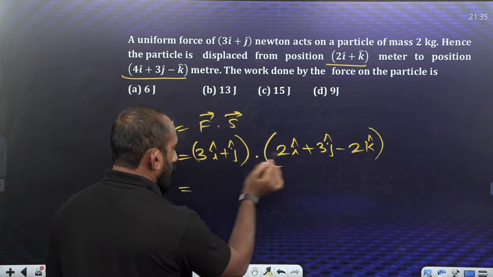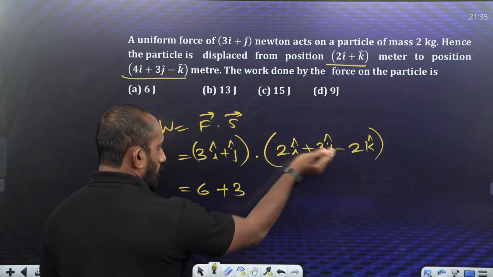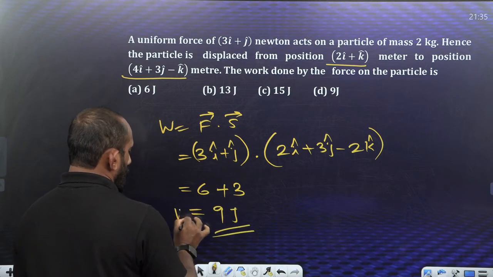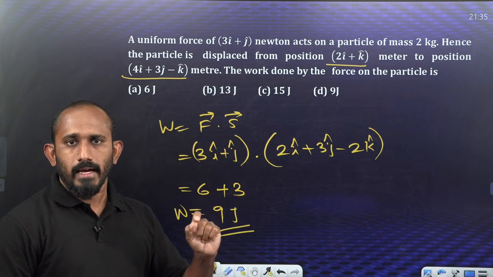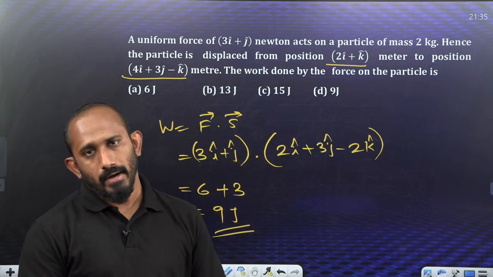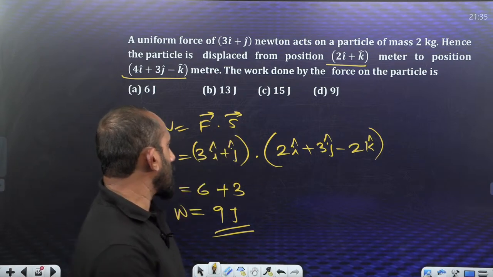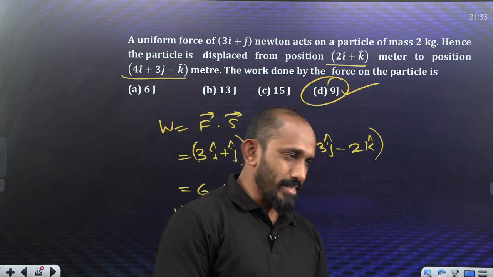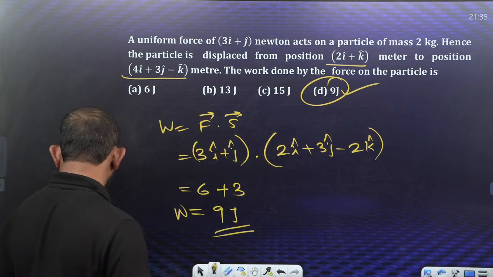So take the dot product with the displacement: 3 into 2, that is 6, plus 1 into 3, that is 3, then 0 into negative 2k, that's 0. 6 plus 3, that's 9 joule. So work done is 9 joule. Dot product is A1 B1 plus A2 B2 plus A3 B3. Corresponding coefficients you have to multiply and add. That's all. No i, j, k in the result, only a scalar quantity. So 9 joule is the answer. Option D is the correct answer. Got it. Next question.